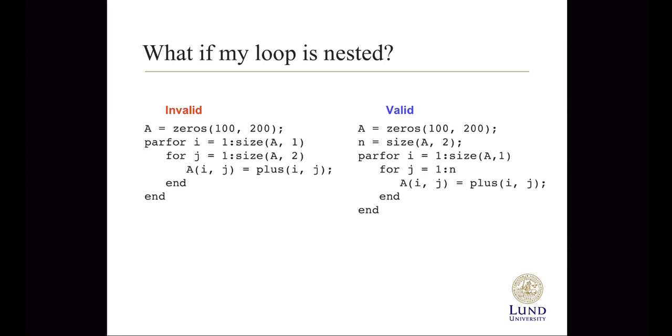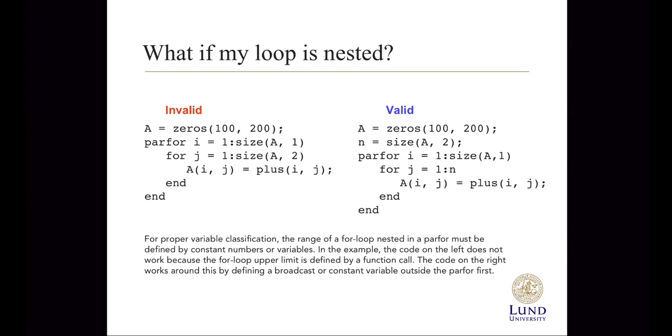Is this because it's Matlab? Because any optimizing compiler would fix that. Yeah, this is because it's Matlab. This is peculiar to Matlab, yes. But I wouldn't recommend having it, even if you have an optimizing compiler, because it might come back to bite you. So the range of a for loop nested in a par for must be defined by constant numbers or variables. It cannot be something that's not constant, that's not known. So that's why you work around that by stating the size here explicitly.